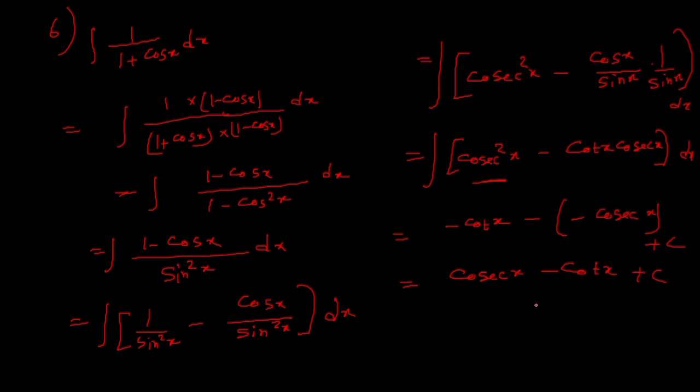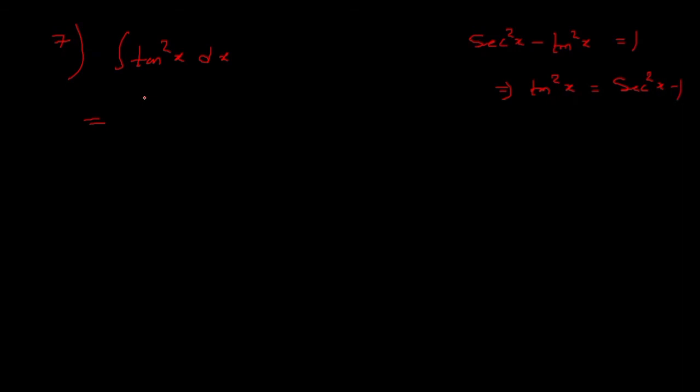Now we'll do number 7 problem, that is integration of tan square x dx. How to find the integration of tan square x? We don't know the integration of tan square x, but we know the integration of sec square x, and we know the relation between sec square x and tan square x. We know sec square x minus tan square x is 1. From that we can conclude that tan square x is sec square x minus 1. So integration of tan square x will be nothing but sec square x minus 1 dx.